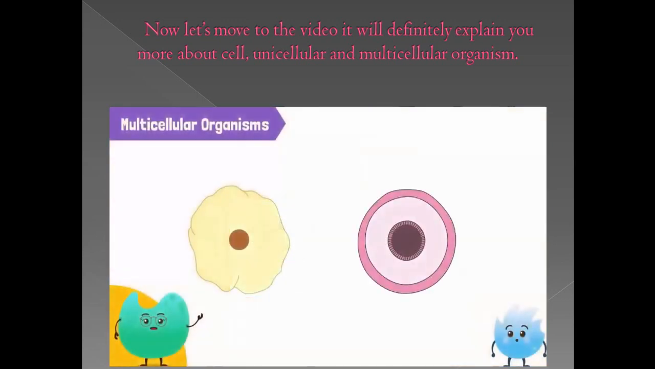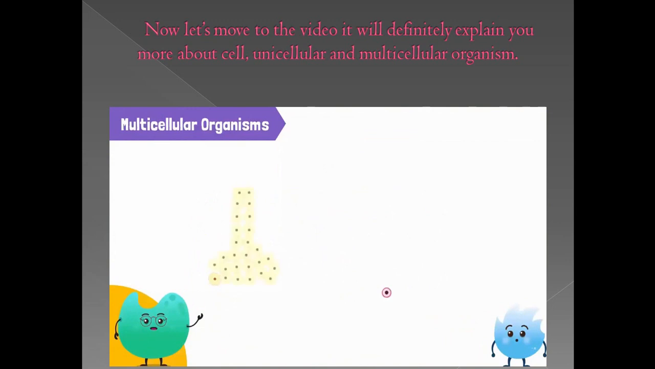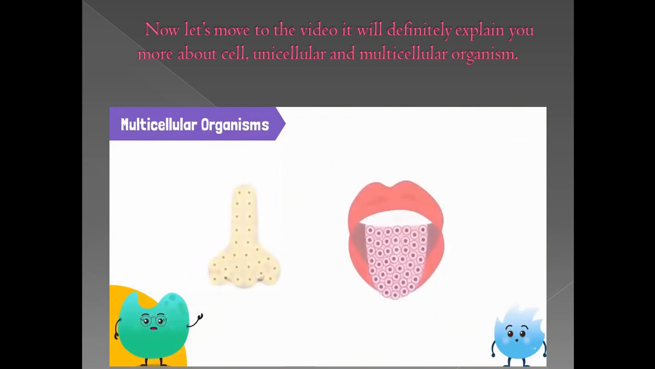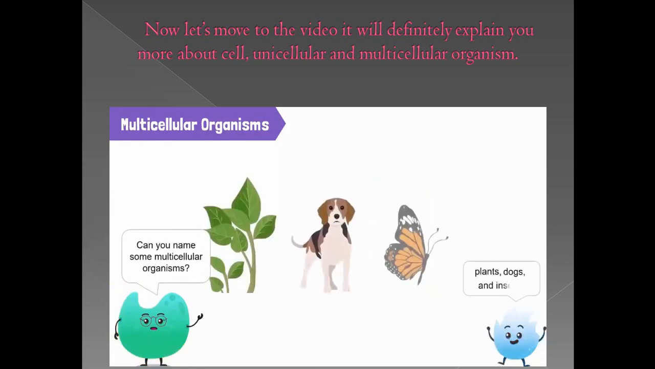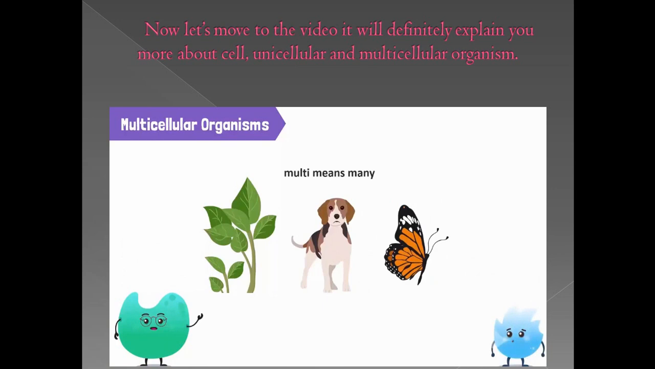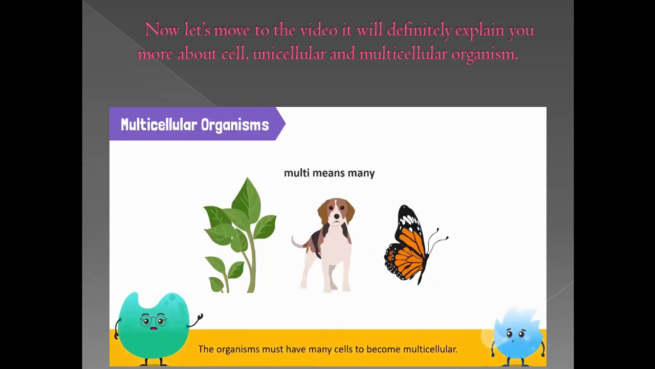Different types of cells have different functions. Many cells of the same type come together to perform the same function in a body. Can you name some multicellular organisms around you? Plants, dogs, and insects. Very good. I understand now that multi means many. So, the organisms must have many cells to become multicellular. Yes, but organisms can also be unicellular.